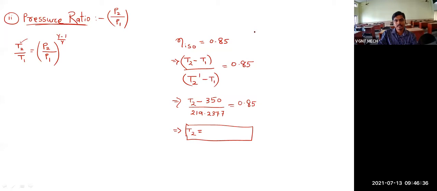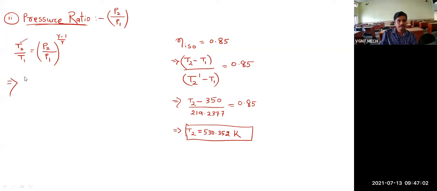Only one student is giving the answer, 3 not 5. So T2 we are getting is 530.352 Kelvin. This is the value of T2 we got. Then this T2 value we will put in this equation.